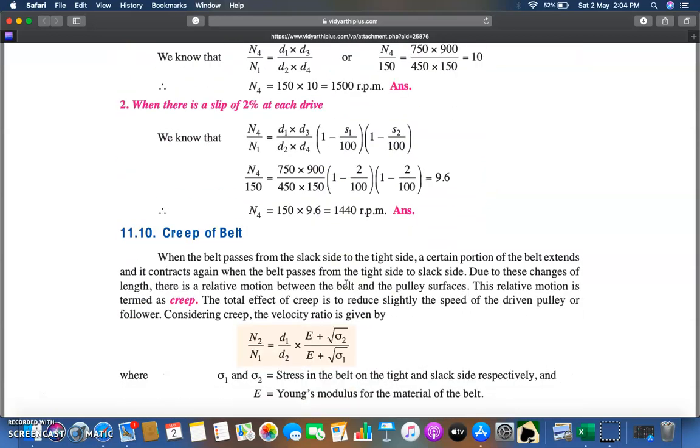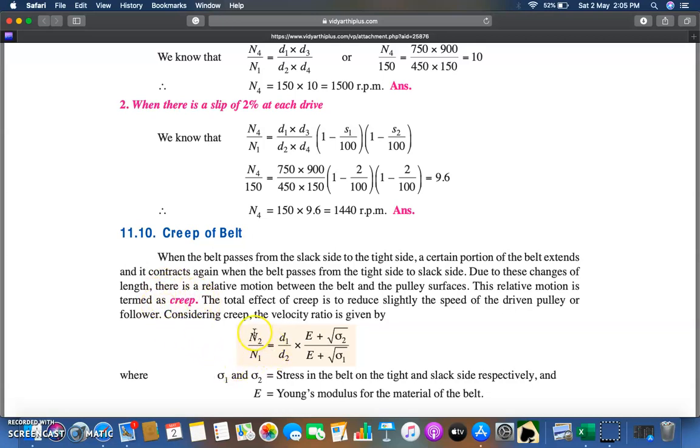Now creep. You have already studied that in material science. When belt passes from slack side to tight side, a certain portion of belt extends and it contracts again when belt passes from tight side to slack side. Due to these changes of length, there is a relative motion between belt and pulley surface. This relative motion is called creep. Meaning there is some contraction and extension in the belt drive. That extension and contraction will give you the value of creep.